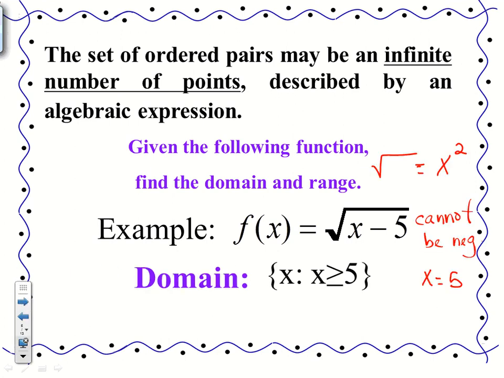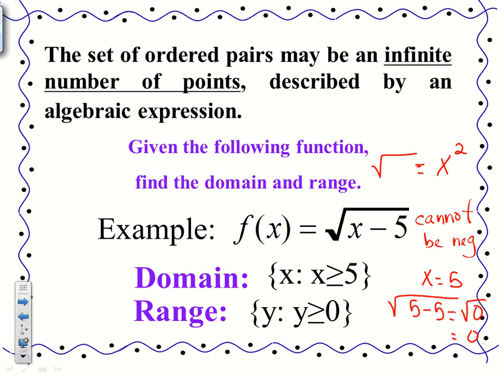So for my domain, x has to be greater than or equal to 5, because if I plug in that 5, it would be 5 minus 5, which equals the square root of 0, and that would be 0. Well, what happens to my range? It has to be bigger than what? Than 0.